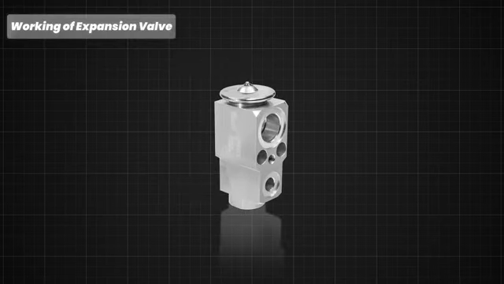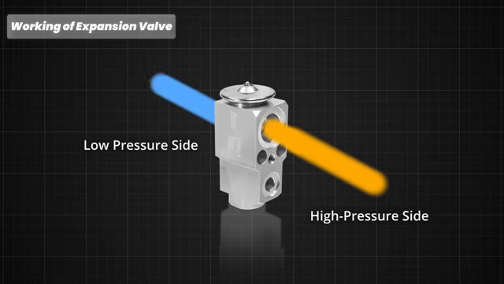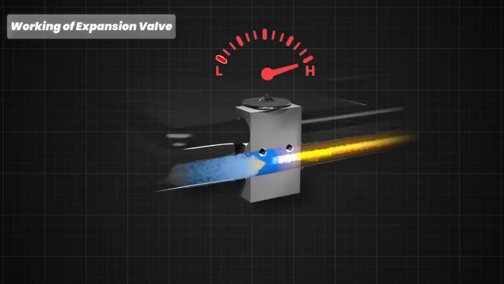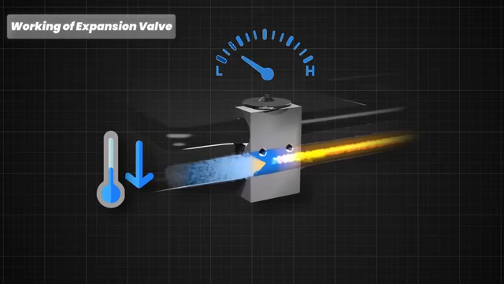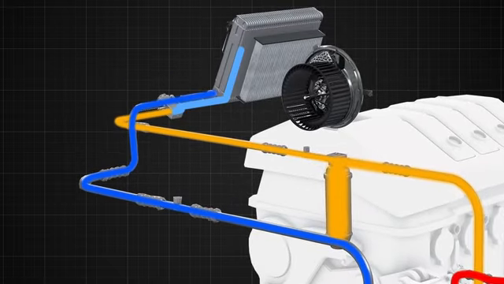The expansion valve is a vital component in a car's air conditioning system, responsible for regulating the flow of refrigerant from the high-pressure side to the low-pressure side of the system. When the high-pressure liquid refrigerant passes through the expansion valve, it encounters a sudden drop in pressure. This pressure drop causes a further drop in temperature, leading to a partial phase change of the refrigerant from liquid to vapor. The refrigerant exits the expansion valve as a mixture of liquid and vapor and enters the evaporator.